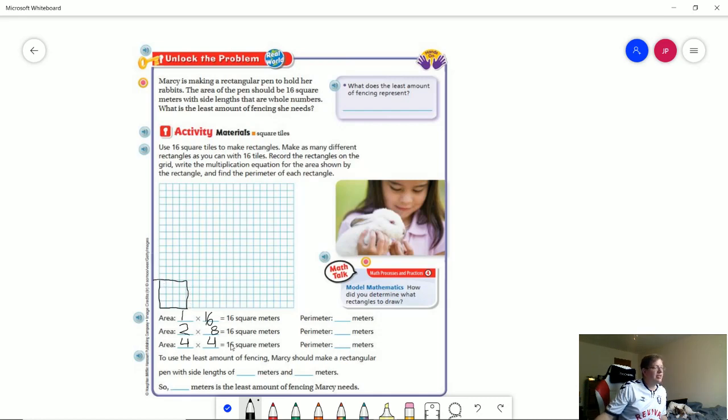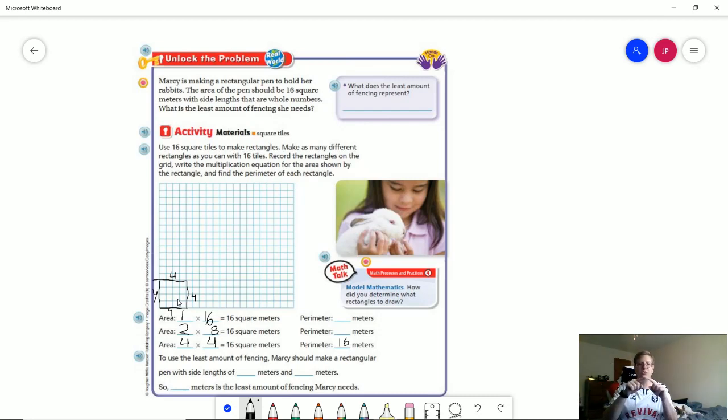And again, that's going to give us a square. One of the things that we'll notice as we do the other options is we are going to end up with 4, 8, 12, 16 for the perimeter. And the closer to a square that we are, the smaller our overall perimeter is going to be.